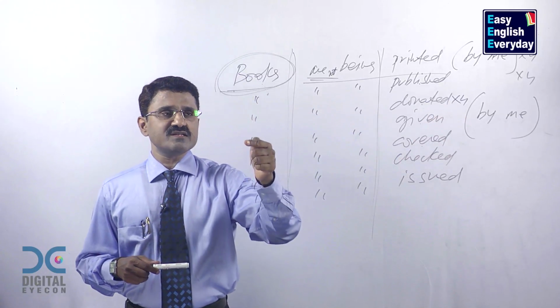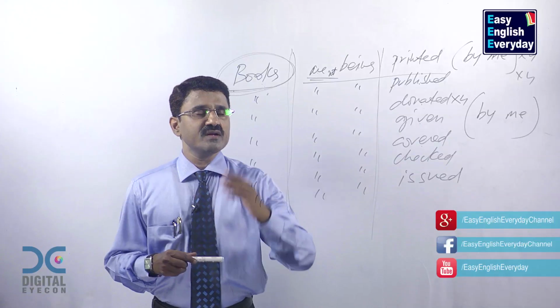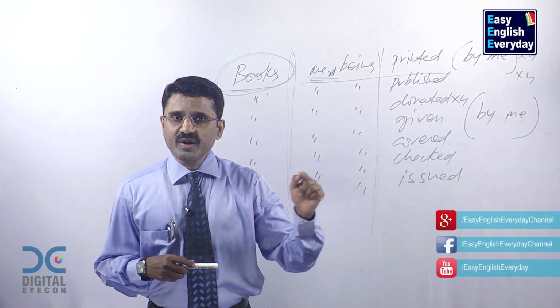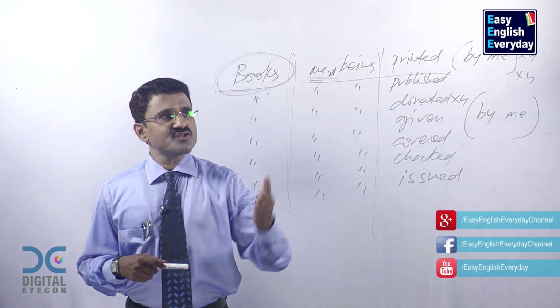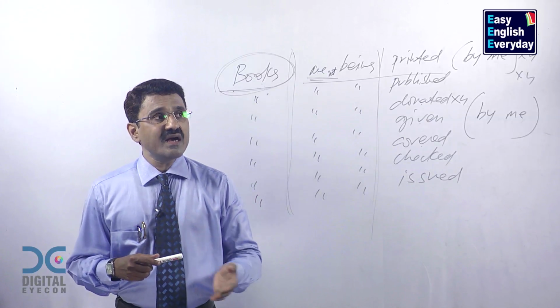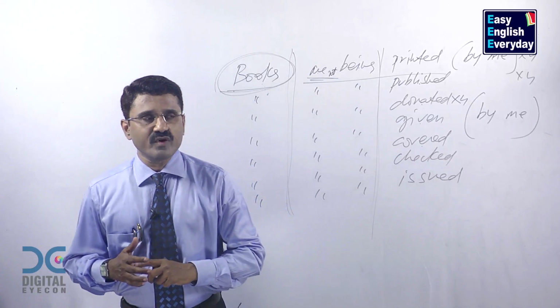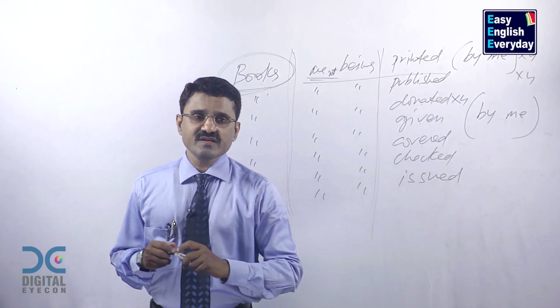In the earlier category also, we have seen children. Children are being taught by me. Children are not being taught by me. Are children being taught by me? Aren't children being taught by me? In this way, you can make four forms for living and non-living subject.